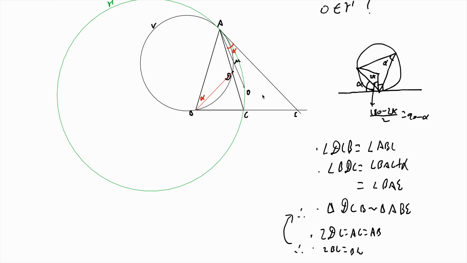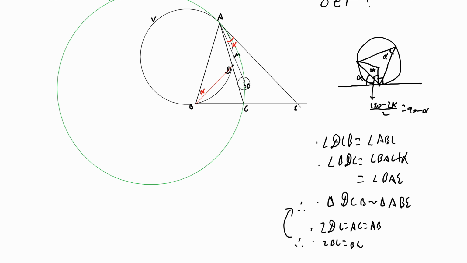So this is 90 degrees. Because these two are equal to each other, and by SSS congruence, triangles BOC and EOC are congruent, we know that this angle is 90 degrees.